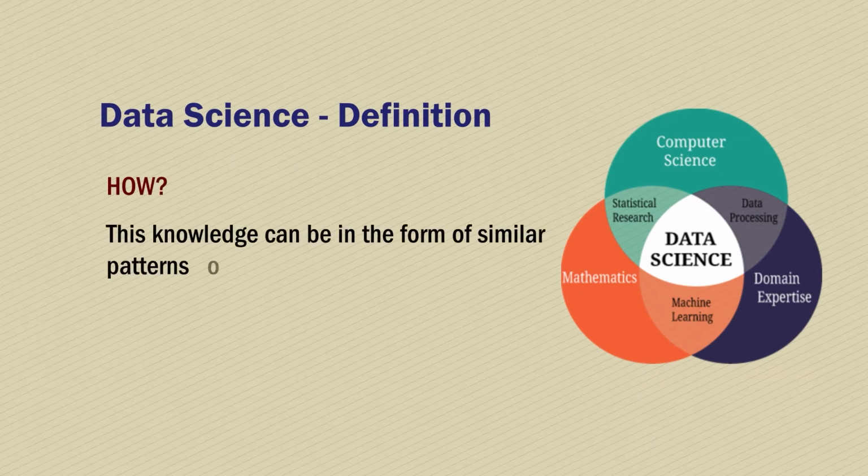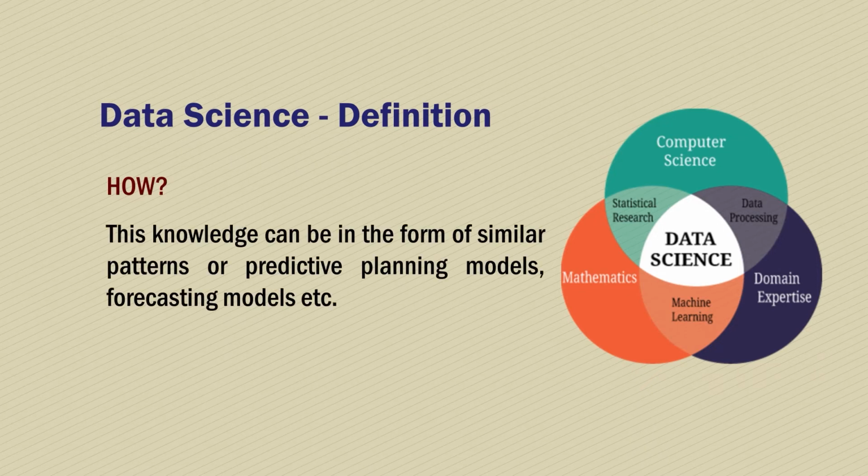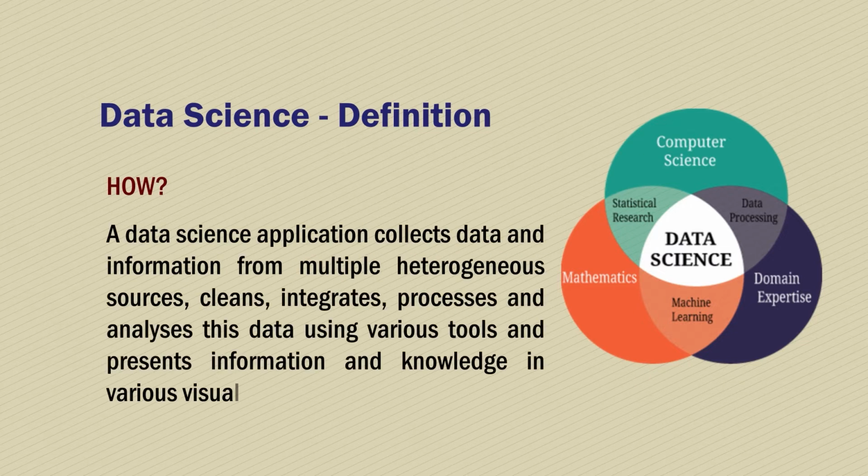Further, this knowledge can be in the form of similar patterns or some kind of predictive planning model or forecasting model, etc. Basically, a data science application collects data and information from multiple heterogeneous sources, cleans, integrates, processes and analyzes this data using various tools, and presents information and knowledge in various visual forms. And after that, the decision maker can take the decision.